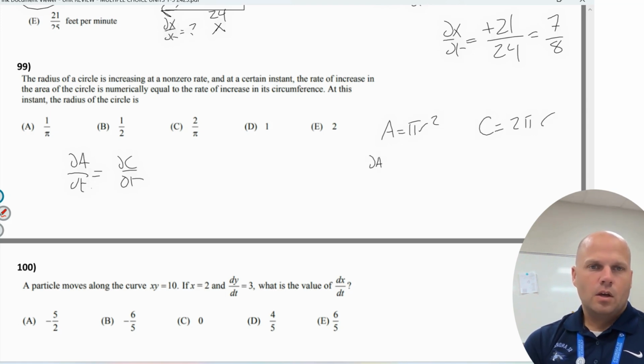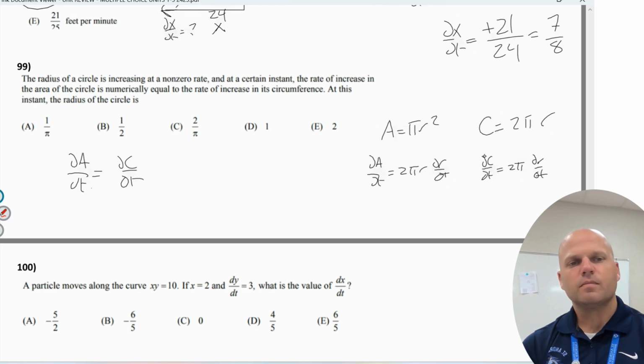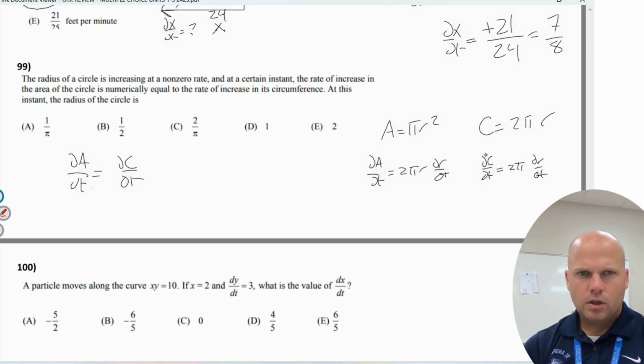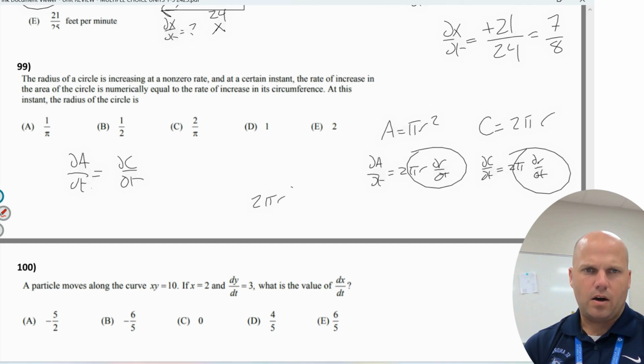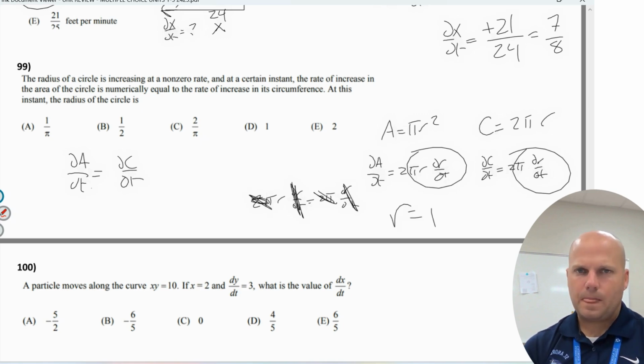Let's see. Here's the rate of change of the area. This is the change equation for area. This is the change equation for circumference. dA/dt equals dC/dt. So since dA/dt equals dC/dt, we can set this equal to this. So we get 2 pi r dr/dt equals 2 pi dr/dt. So like everything cancels, which means r is 1.